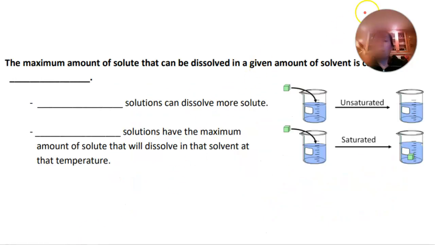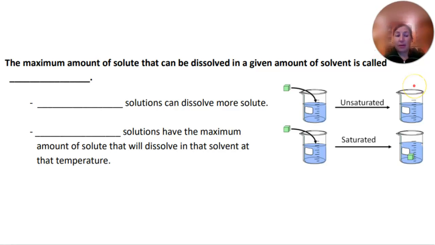Next up, we want to talk a little bit about solubility curves and the maximum amount of things that can dissolve. The maximum amount of solute that can be dissolved in a given amount of solvent is called its solubility. So unsaturated solutions, you can still get more to dissolve in. They can dissolve more solute.